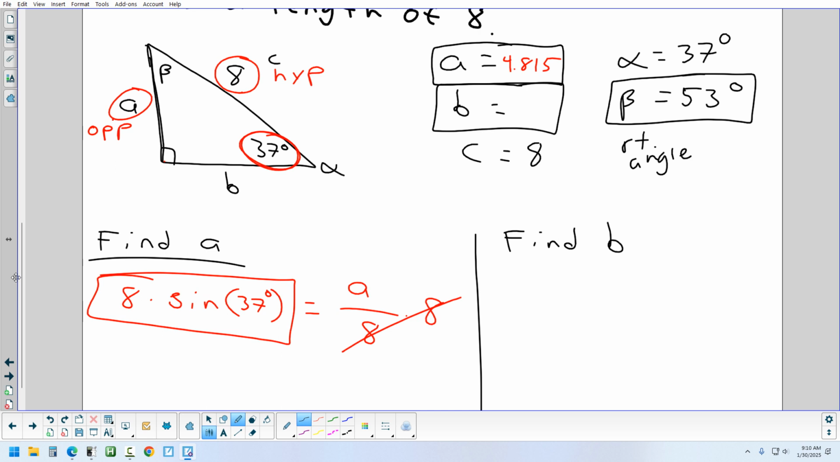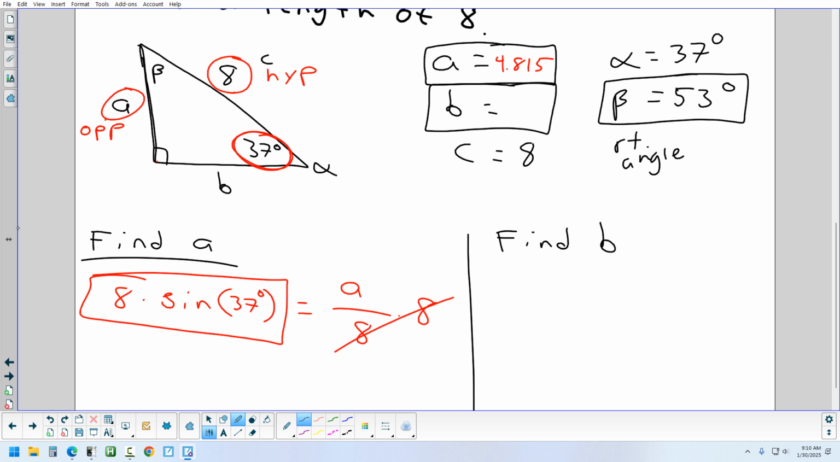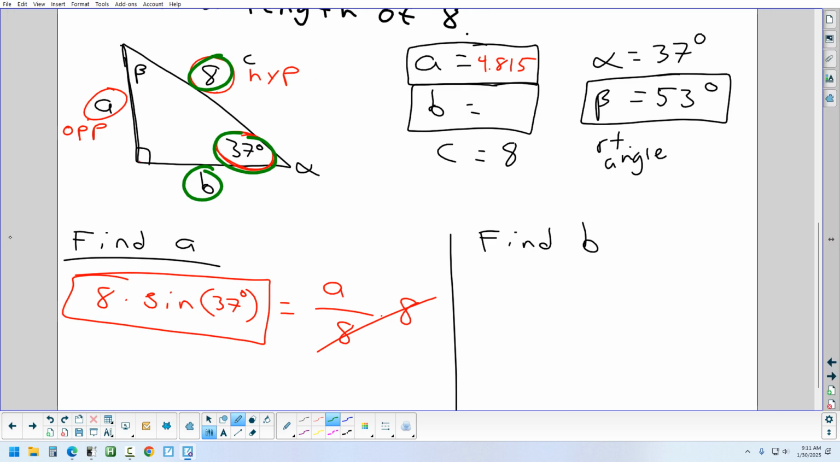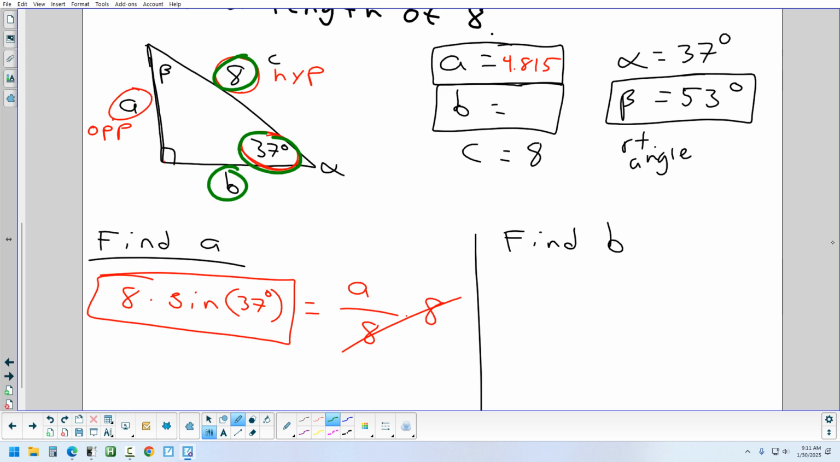Okay. So now we're going to be looking at everything that's circled in green. We didn't label it. What position is side B? That's adjacent. So now we're trying to find the adjacent, and we're using the hypotenuse because it was given. Which trig function has adjacent and hypotenuse? Yep. Cosine.